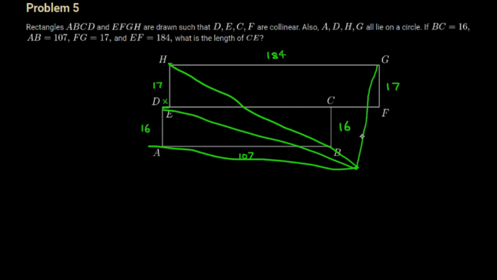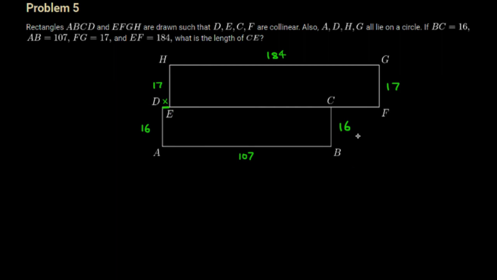So how can we make that happen? We know it has to be equidistant from G and H, so it'll have to be along this line, right down the middle. Now, if it's equidistant from A and D, it'll have to be somewhere along this line. So it'll end up being right there. This way it's between A and D, and this way it's between H and G, which means it's right in the middle.